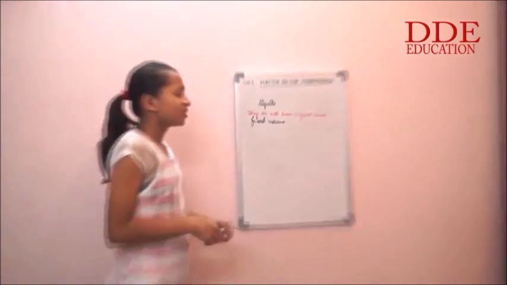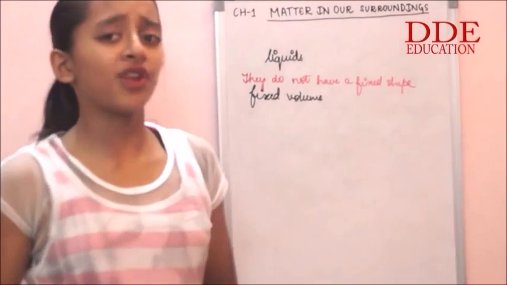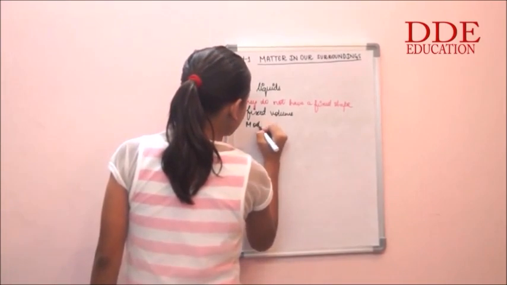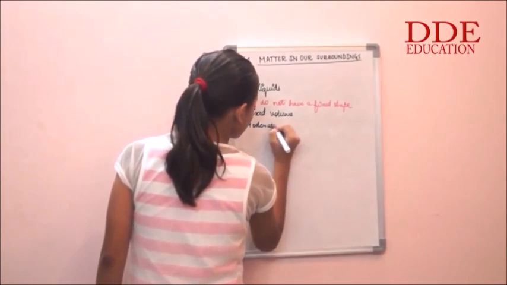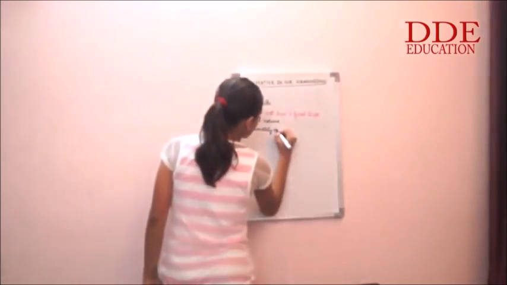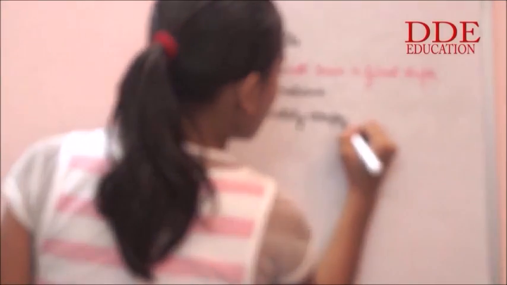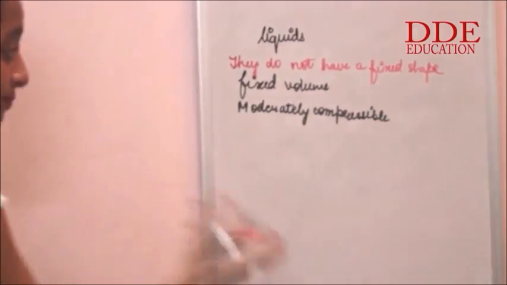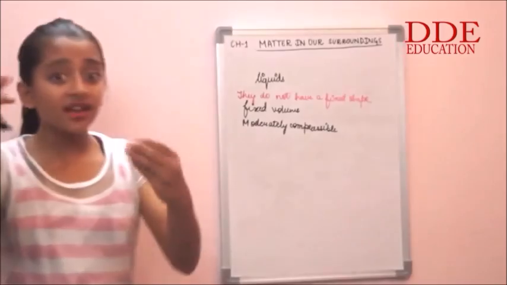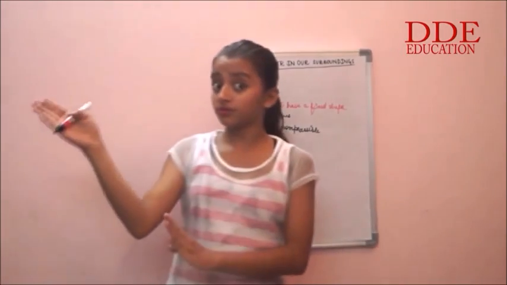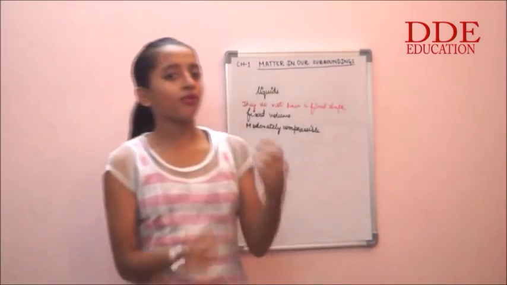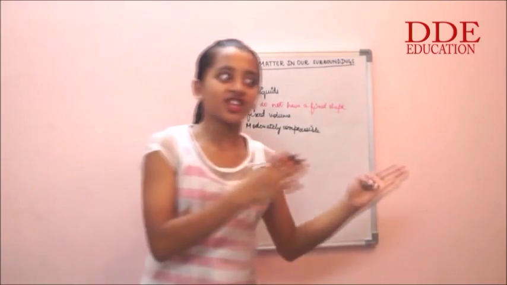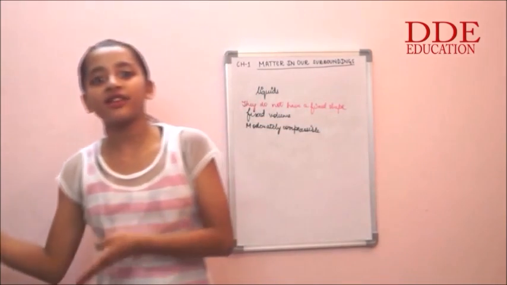Now let's say the third thing, that's compressibility. They are moderately compressible, which means that they are less compressible compared to gas and more compressible compared to solids. So it's in between, not the extreme side, not the extreme left.